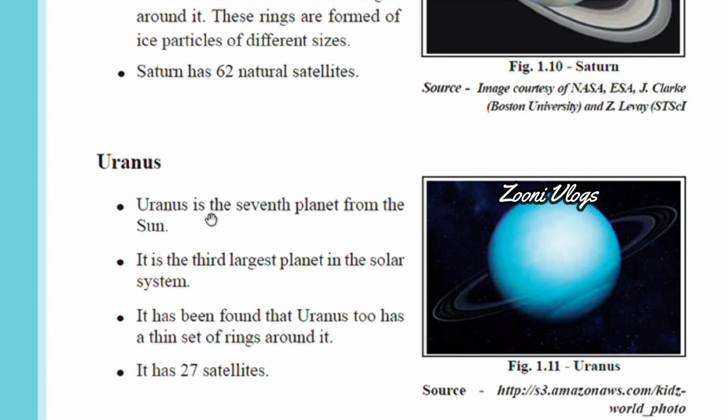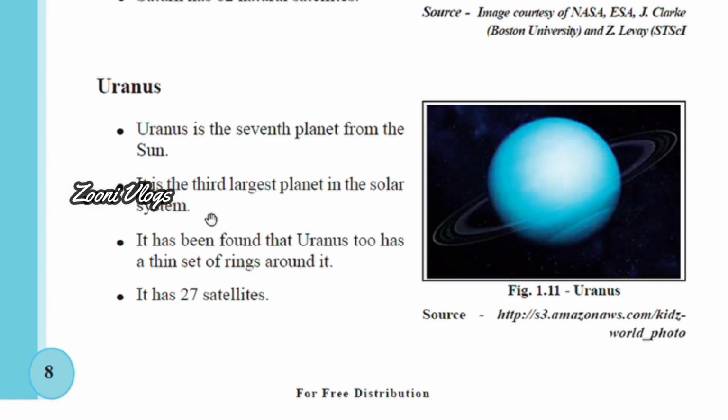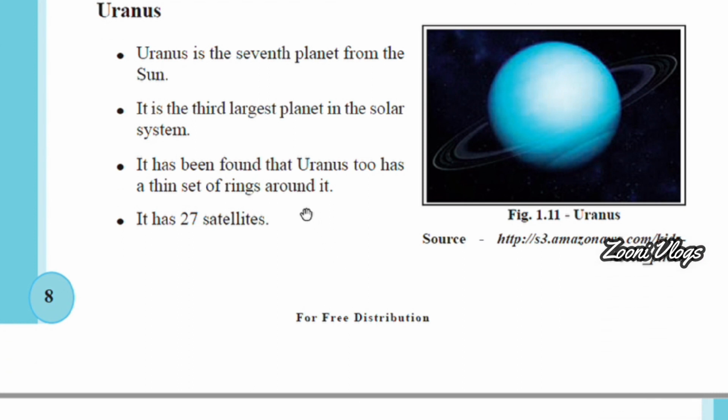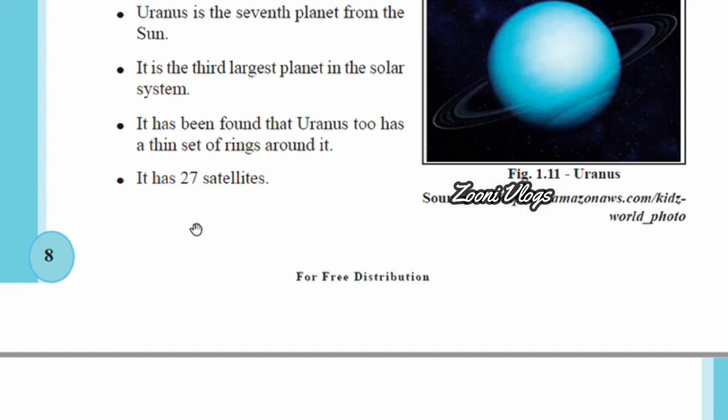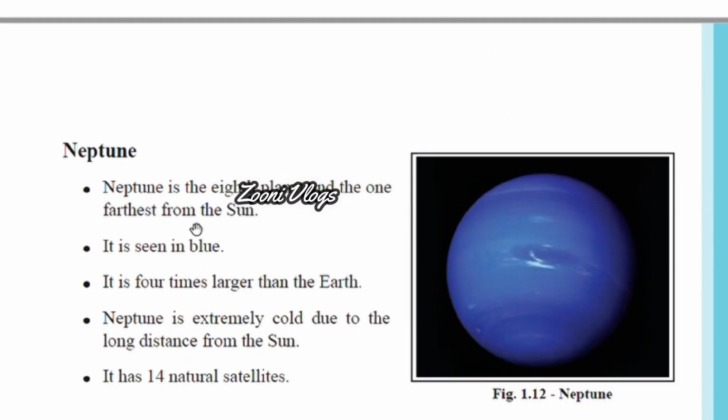Uranus is the 7th planet from the Sun. It is the 3rd largest planet in the solar system. It has been found that Uranus too has a thin set of rings around it, not thick. It has 27 satellites.